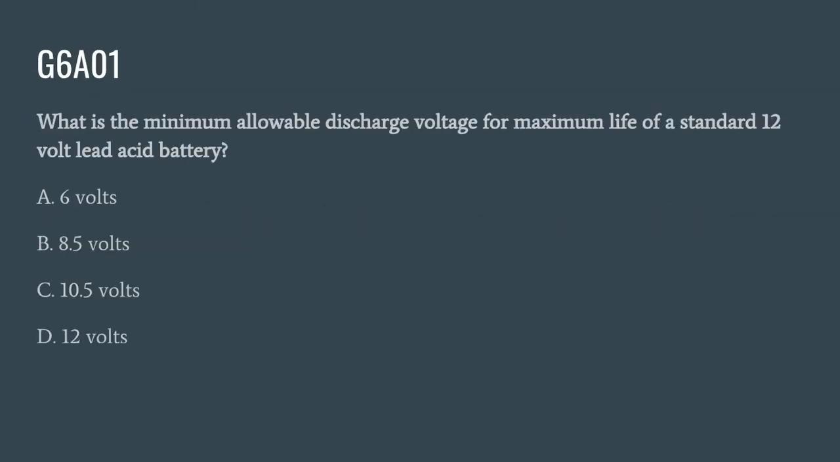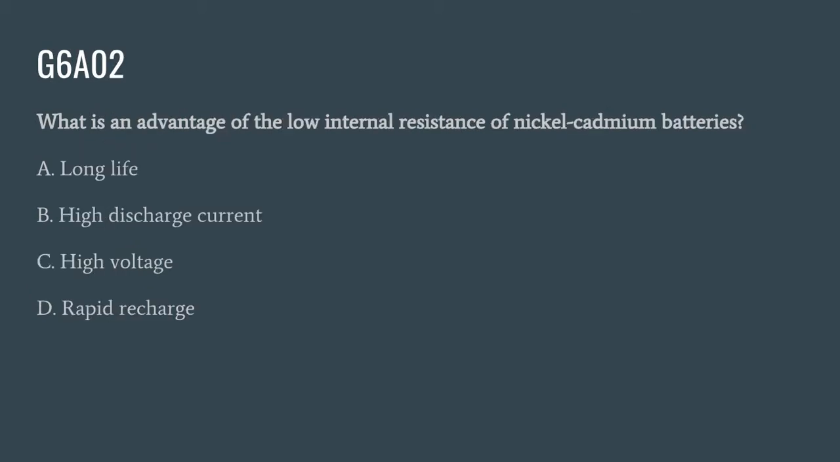Continuing on, G6A01. What is the maximum allowable discharge voltage for a maximum life of a standard 12-volt lead-acid battery? A. 6 volts, B. 8.5 volts, C. 10.5 volts, or D. 12 volts. Correct answer here is C, 10.5 volts.